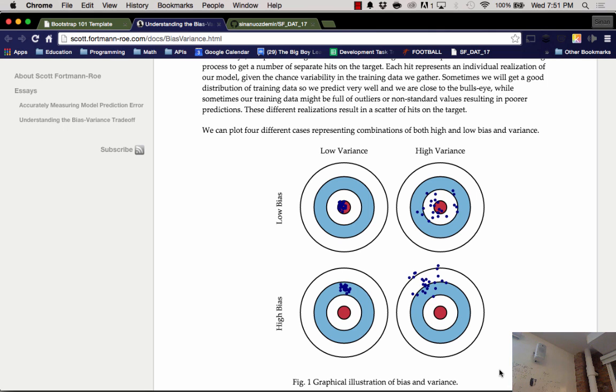Top right, high variance, low bias. Every time I throw this arrow, I get pretty close to my red target. But every time I throw the arrow, it's probably pretty far from the last place I threw the arrow.